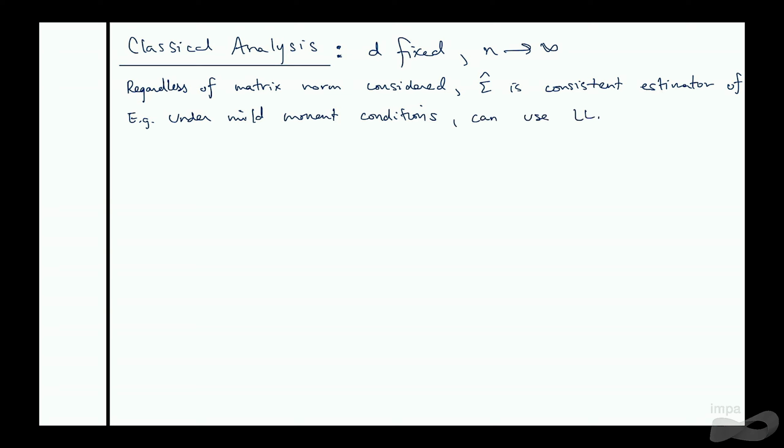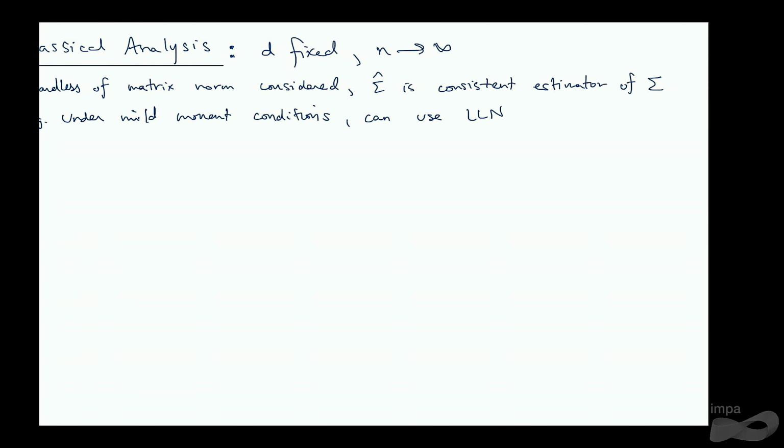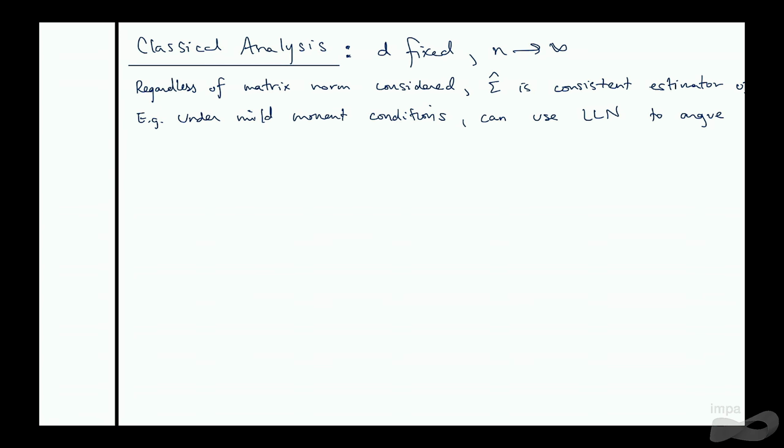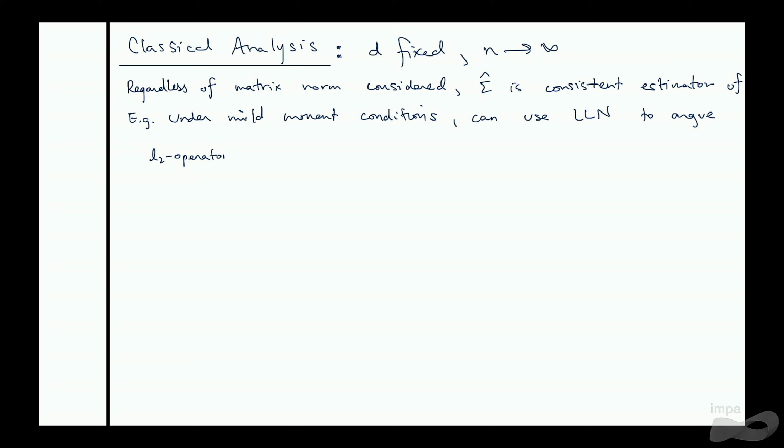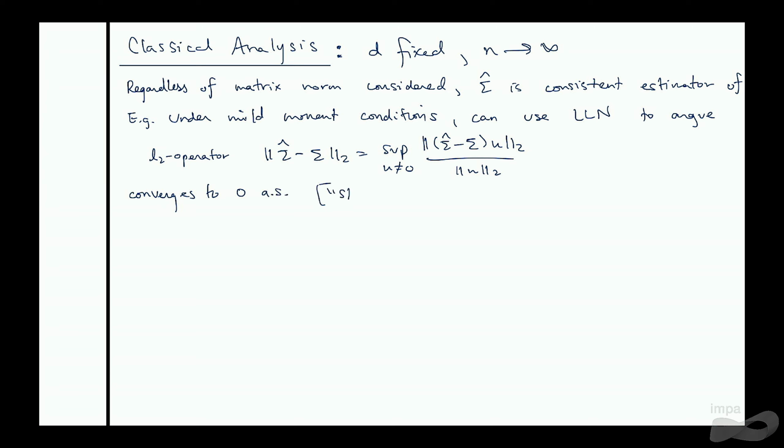We can use classic asymptotic analysis, the law of large numbers, to argue, for example, that if we look at the L2 operator norm of sigma hat minus sigma, which is just the sup over vectors u not equal to 0 of the 2-norm of (sigma hat minus sigma) u over the 2-norm of u, this converges to 0 almost surely. So in statistical language, we would say that the sample covariance is strongly consistent, where strong just means almost sure convergence. That's the classical analysis: life is good, the sample covariance matrix works.